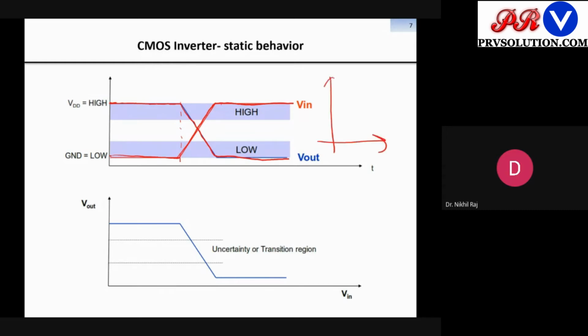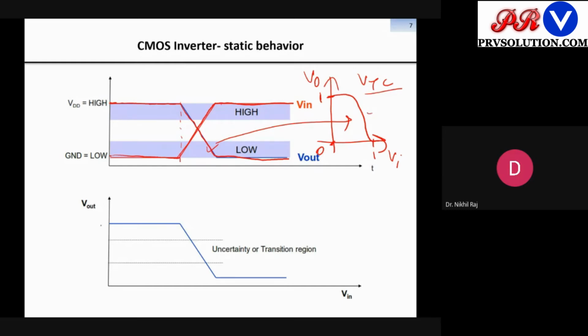If I draw the VTC characteristic, with input on one axis and output on the other, when input is low, output is high, and when input is high, output will be 0. So the curve will come like this. This is called your voltage transfer characteristic, the VTC curve. Logic 1 and logic 0 are there.